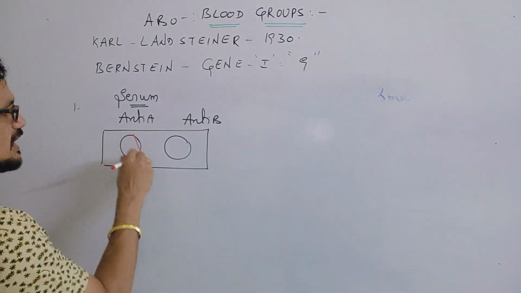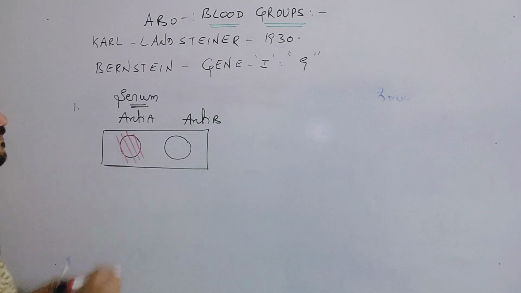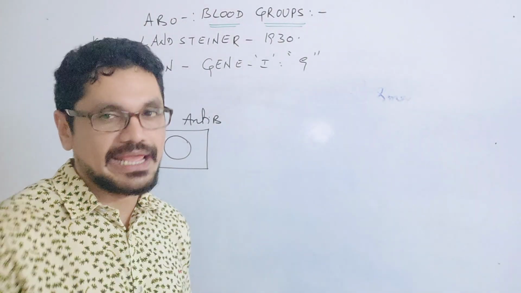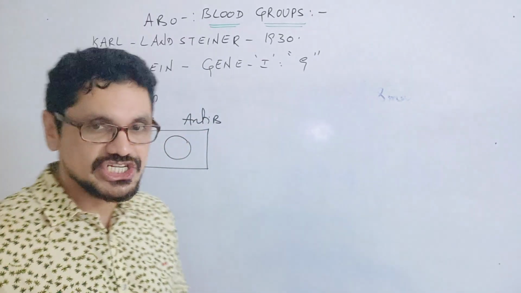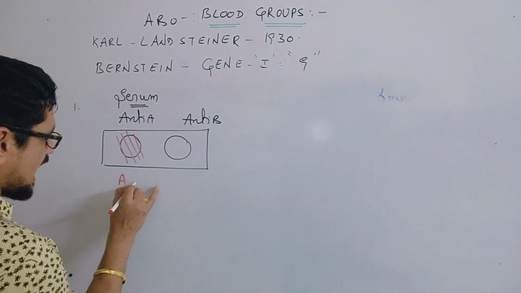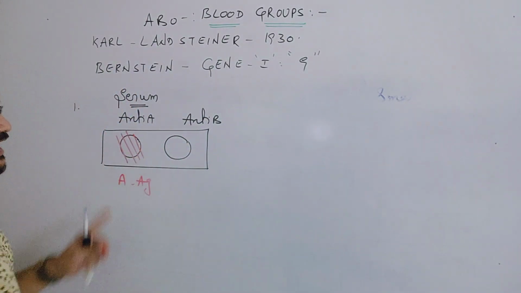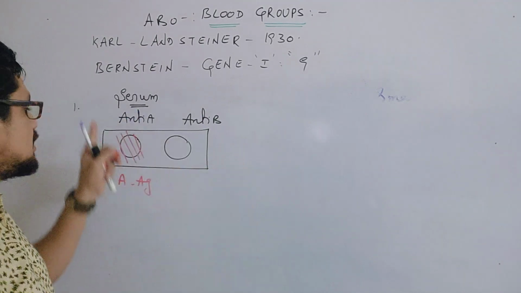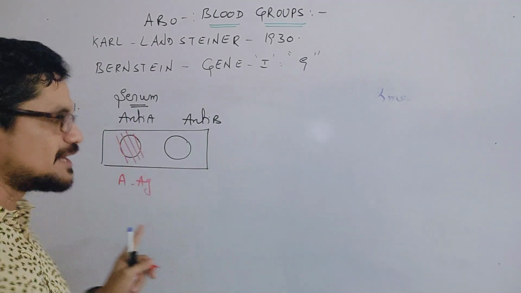For example, if A antigen is present here, then there will be a clumping of blood. Clumping is nothing but breaking of blood. You can use the word agglutination also. It means here A antigen is present. If A antigen is present, then after adding anti-A, the antibodies will kill A antigen.